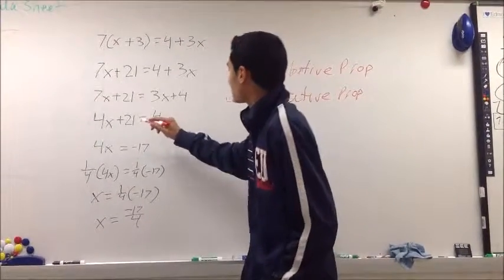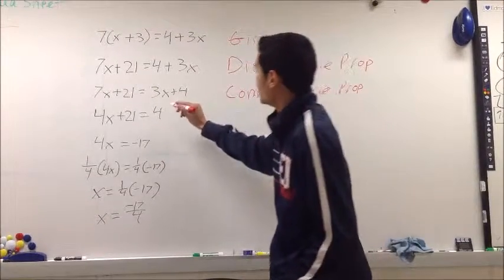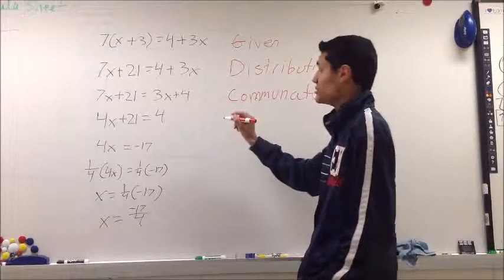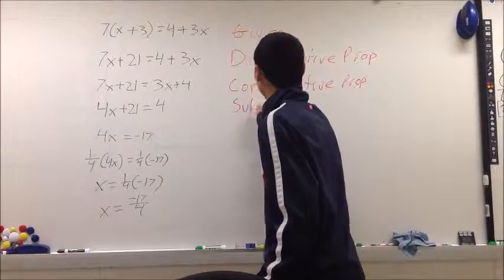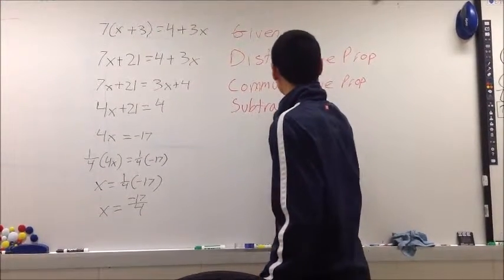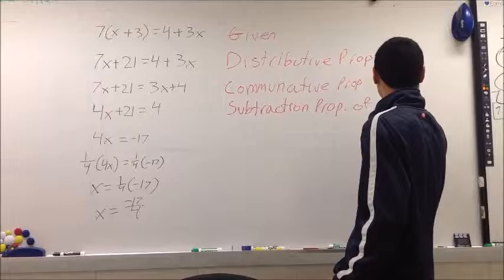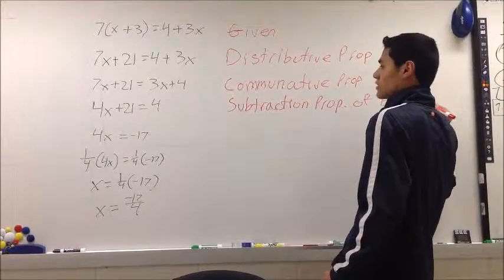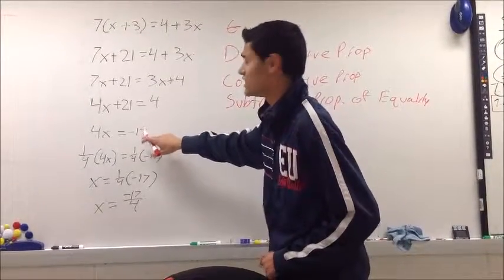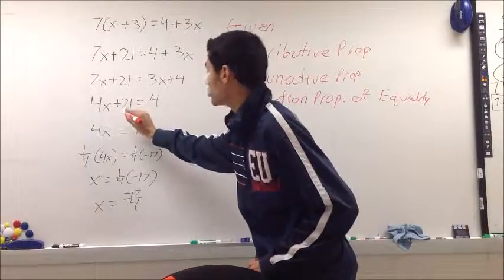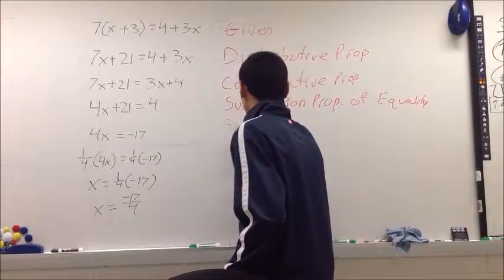Now we see 4x plus 21 equals 4. Now you notice that the 3x has disappeared from this side. That means you have to subtract 3x. But that would also mean you have to subtract 3x from both sides. So that would be the subtraction property of equality. And this one, the same rule applies, because now you have a negative 17. You can only get that by subtracting 21 from 4 on both sides. So that, again, is also the subtraction property.